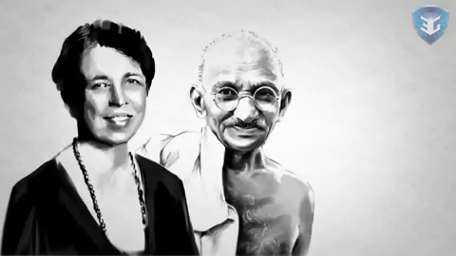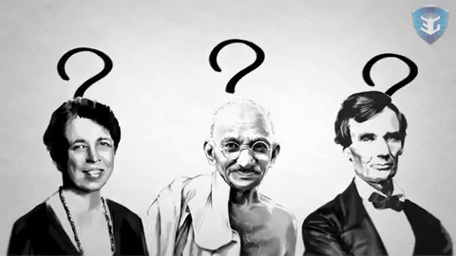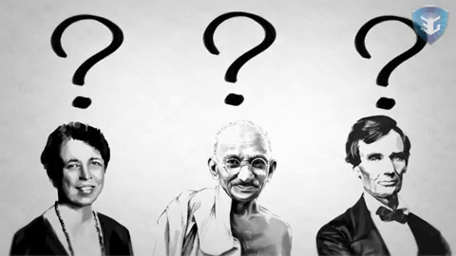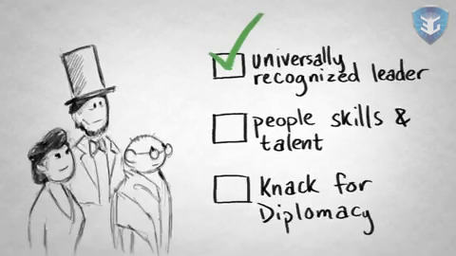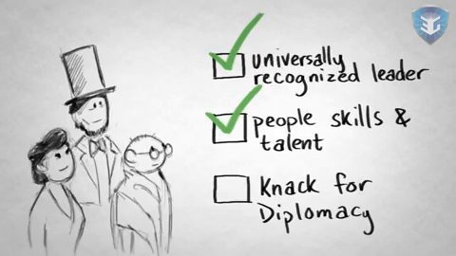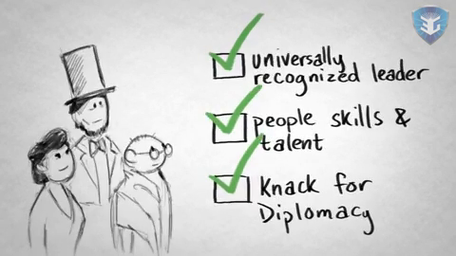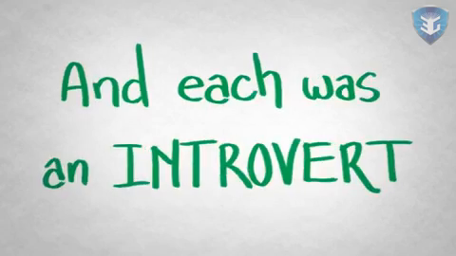Eleanor Roosevelt, Mahatma Gandhi, Abraham Lincoln. What do these people have in common? Well, each was a universally recognized leader. They've all been lauded for their people skills and incredible talent, and they all had an especially preternatural knack for diplomacy, combining groups of people that, in many cases, didn't really get along. And each was an introvert.